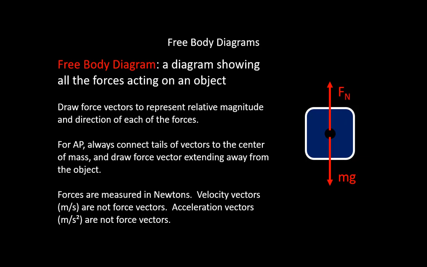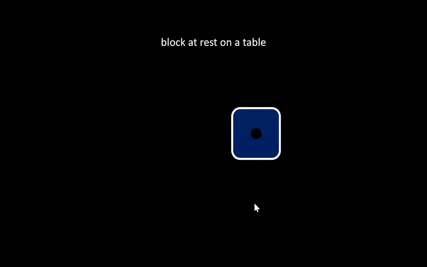But the metric system is really good at distinguishing between those two. Masses in kilograms, forces in newtons. Okay? Velocity vectors are not force vectors. Acceleration vectors are not force vectors. So those are not going to show up in your free body diagrams, right? Just forces. All right, here we go.